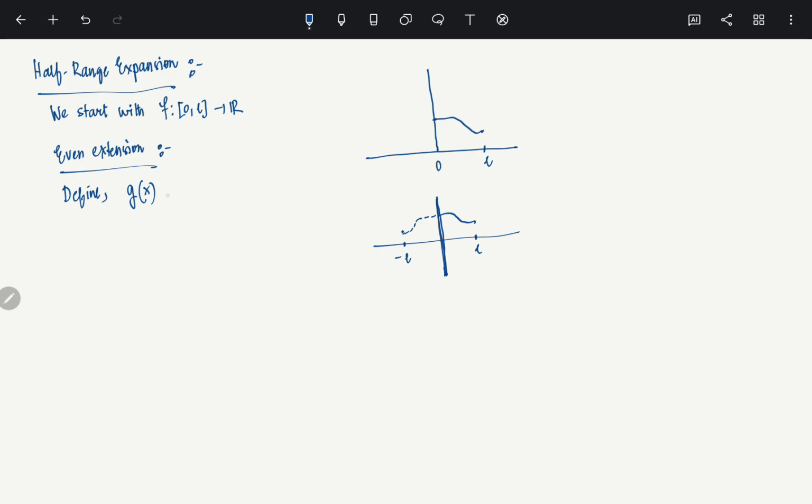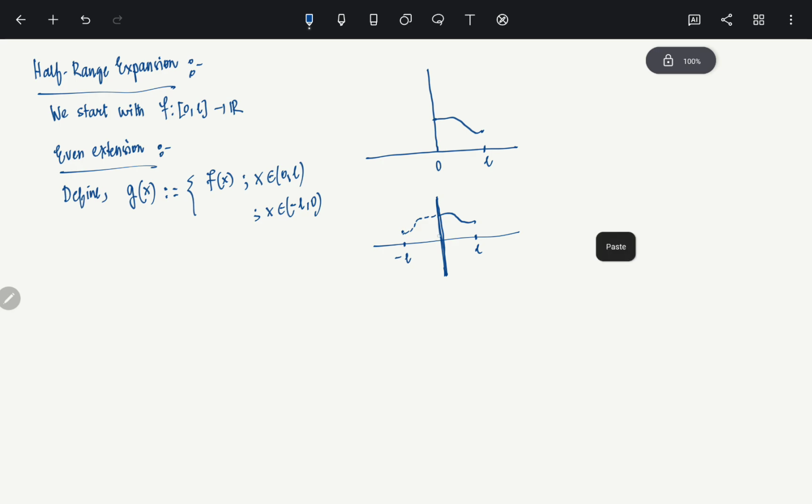And how am I defining it? This is f of x if x is between 0 and L. So for x in 0 to L, our new function g is essentially f, and this g we want to define between minus L and L. So for x between minus L and 0, this should be okay.